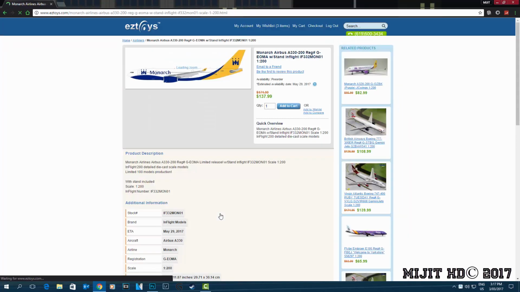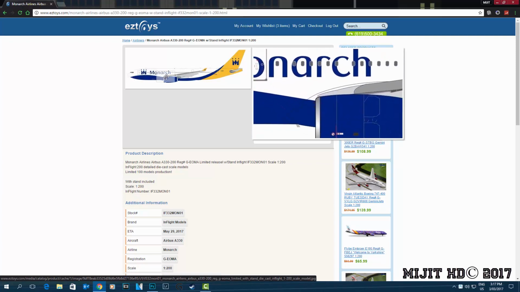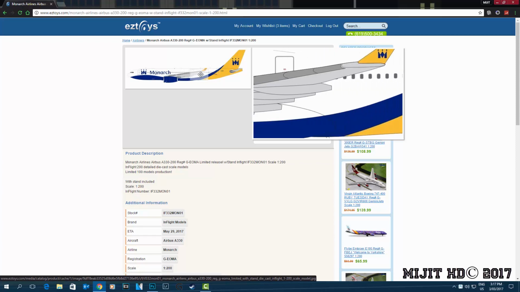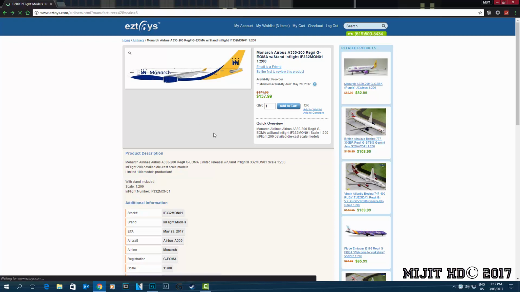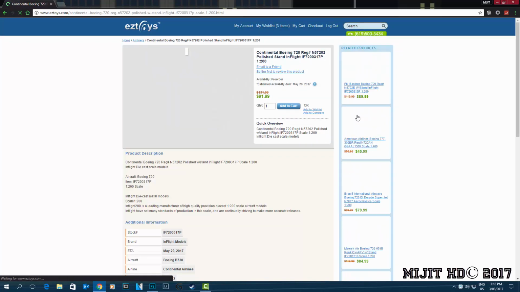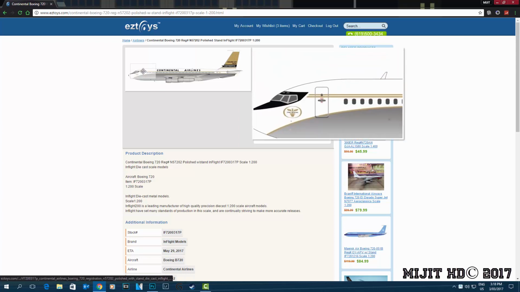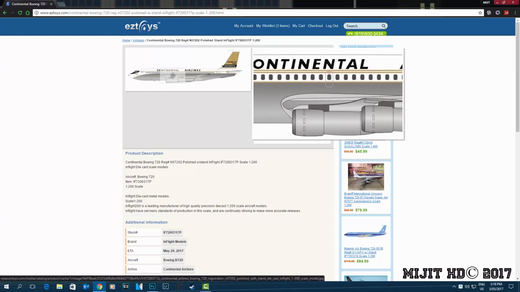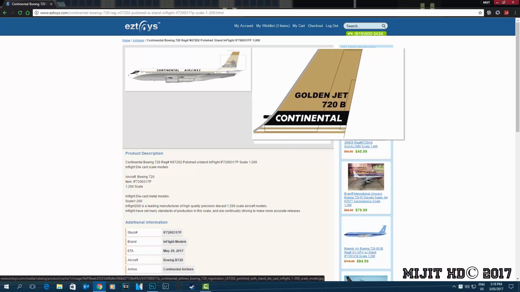A Monarch A330-200, registration G-EOMA. Okay. Again, not a bad looking aircraft, but it's not one I want. Continental Airlines 707, or the Boeing 720. Registration is N57202. Nice classic here. Golden jet, I like that.